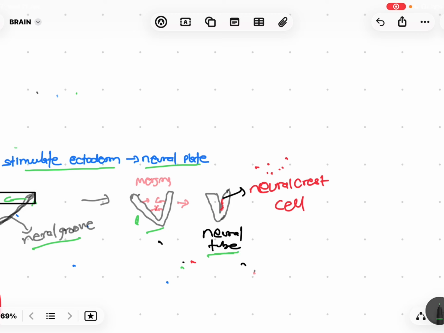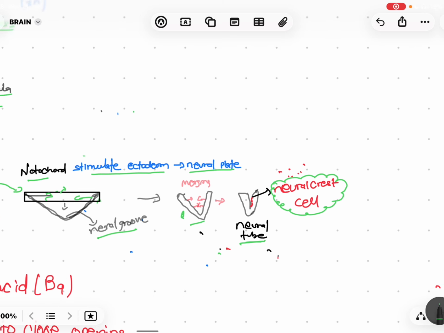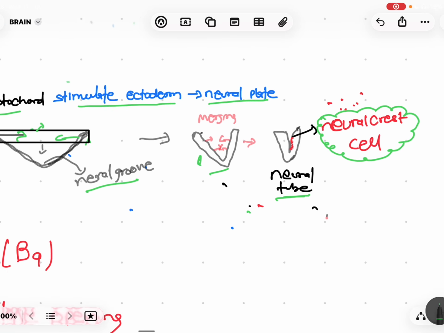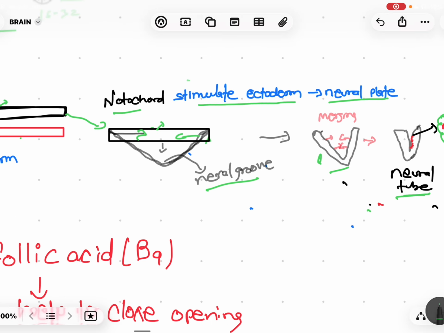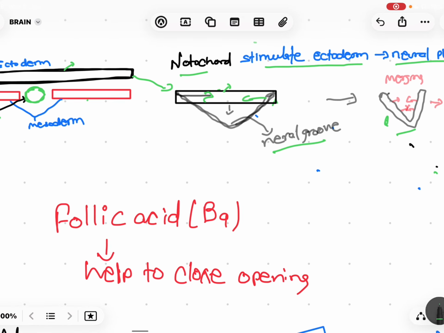Some cells present here, shown by red dots, are known as neural crest cells. They are very important cells in our body for developing body structures and more. Let me show you how it's formed. Just basic knowledge.